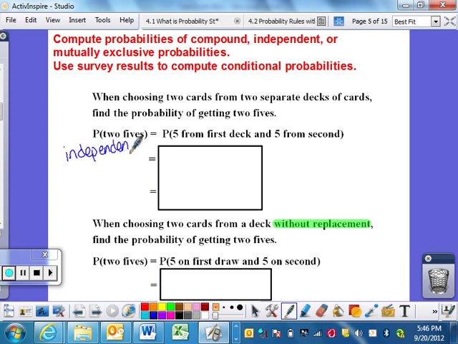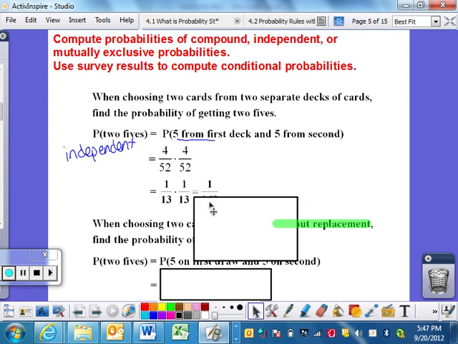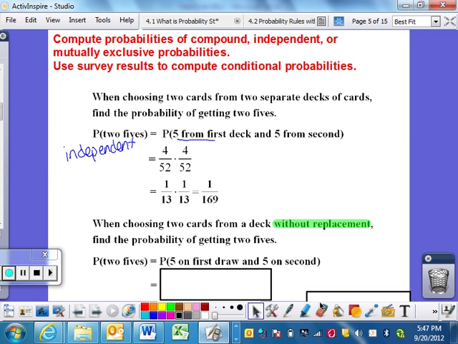So this top example would be an independent event. If it's independent, you can just multiply the first probability times the second probability in that order. So what's the probability of getting a 5 from the first deck? Well, there are 4 5s in the deck, and there are 52 cards in the deck. And then you just multiply. The second deck has the same probability, 4 5s and 52 cards. If you just multiply those two together, that's your probability of getting two 5s from two separate decks. 1 out of 169 chances is what it would be. You just multiply 1/13 times 1/13.